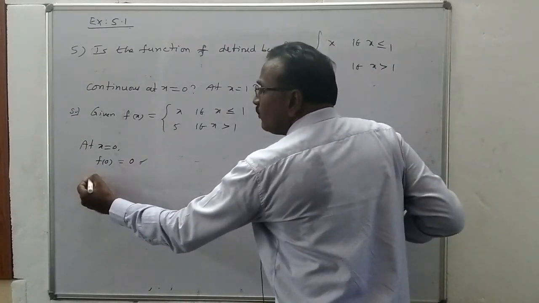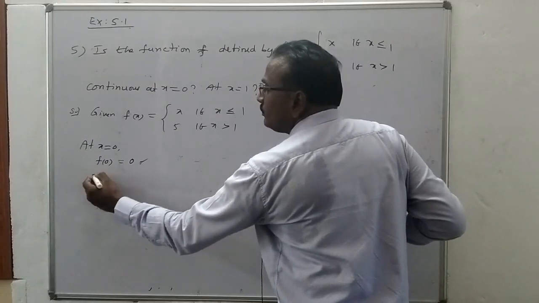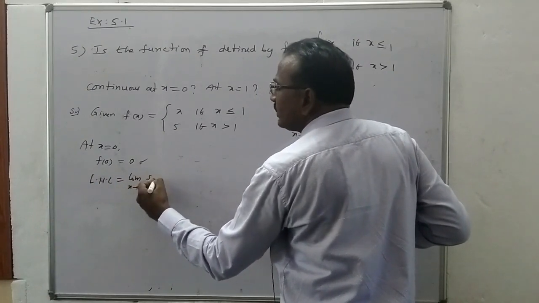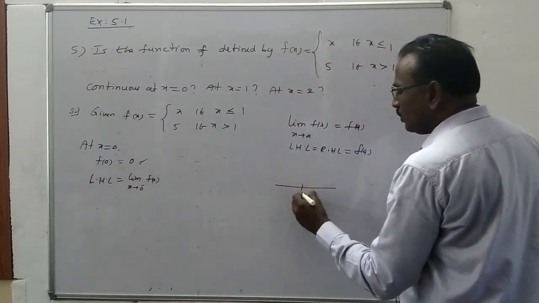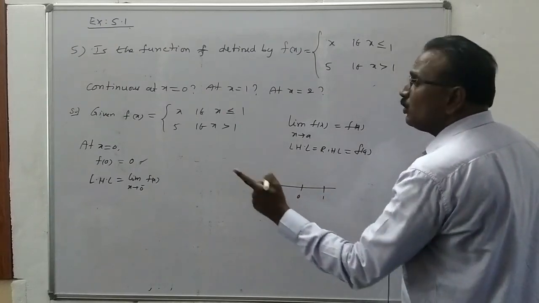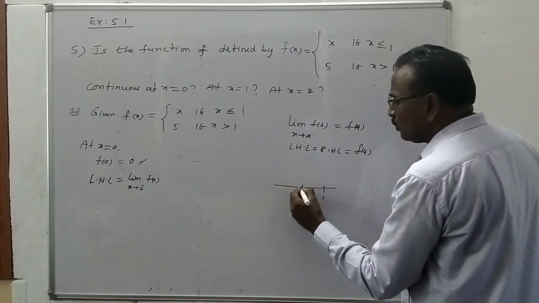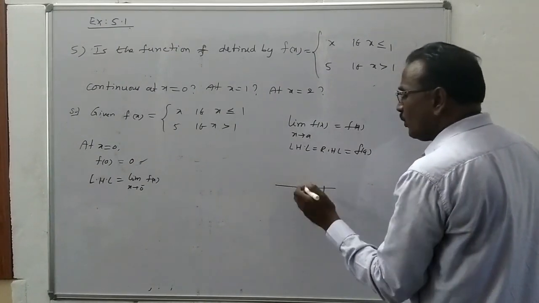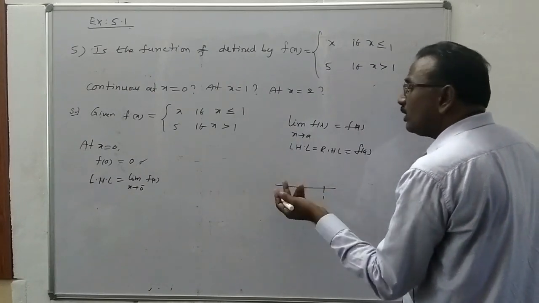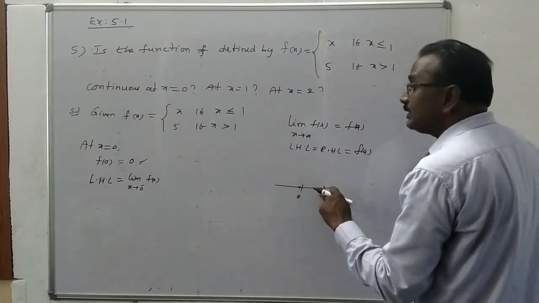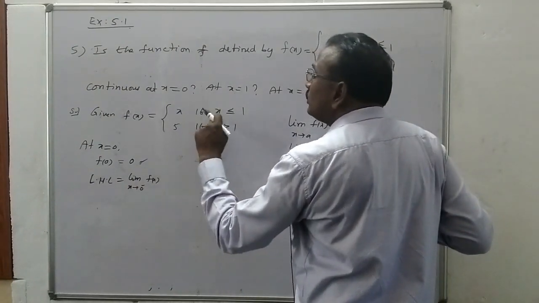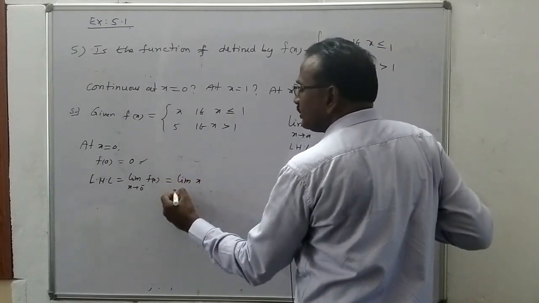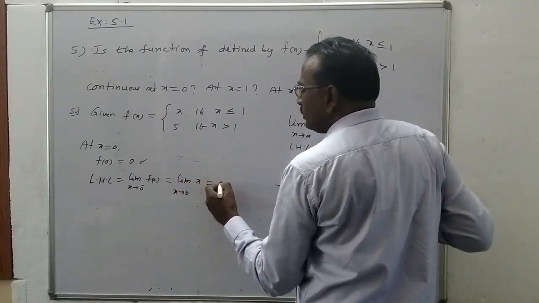So now we have to find the left hand limit. The left hand limit is the limit as x tends to 0 minus of f(x). Here this is 0, and this is 1. x tends to 0 minus means x is close to 0 from the left side, and this point is less than 1. So x is less than 1, and the function value is f(x) = x. That is the limit of x as x tends to 0. By the direct substitution method, the value is 0.